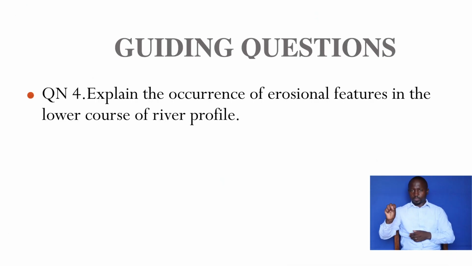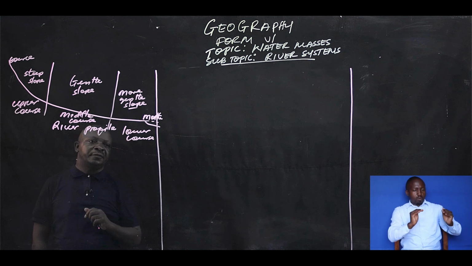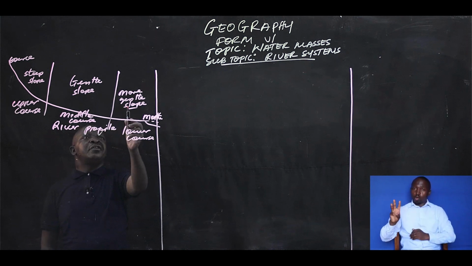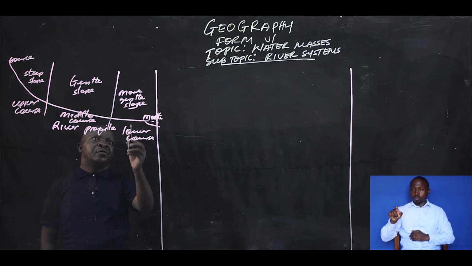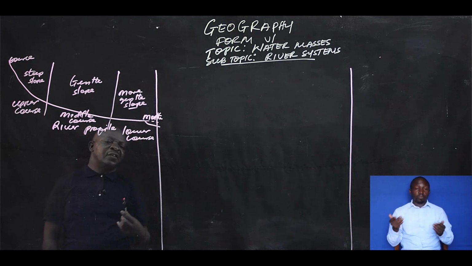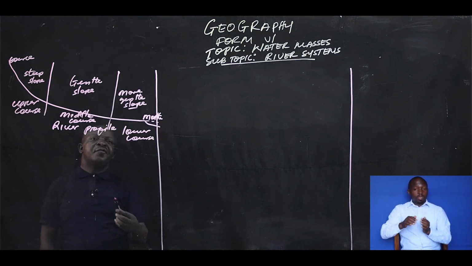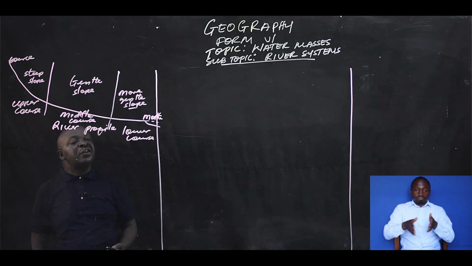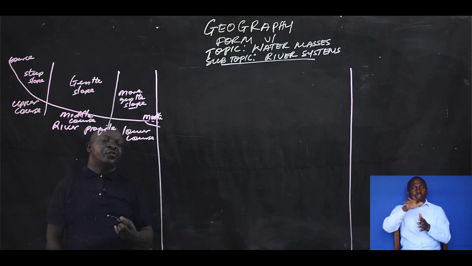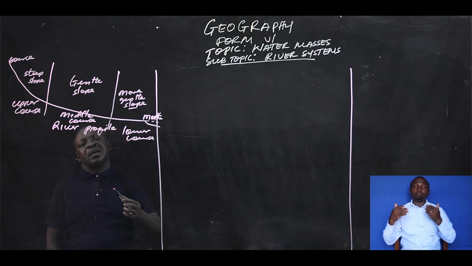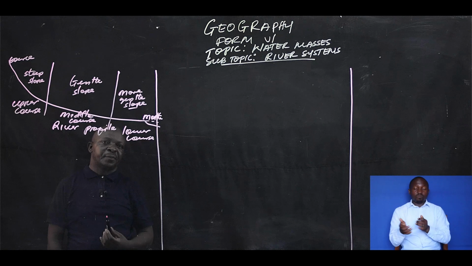So the question we have needs us to explain the occurrence of erosional features in the lower course. The lower course has a more gentle slope. This lowers water velocity. As the water velocity is lowered, the river is encouraged to perform deposition. So commonly enough, in the lower course, a river performs deposition activity.